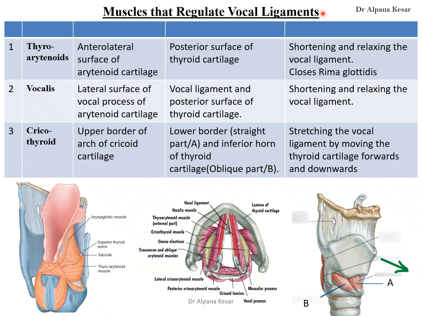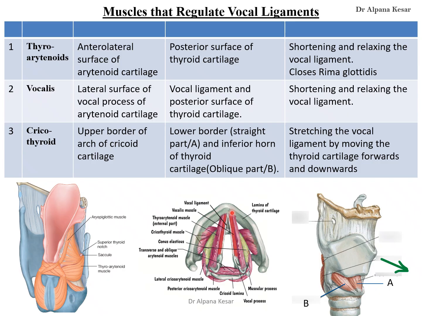Muscles that regulate the vocal ligaments. Vocal ligaments are also known as vocal cords. These are the vocal ligaments or the vocal cords. They are attached posteriorly to the vocal process of the arytenoid cartilage. Anteriorly, they are attached to the posterior surface of the thyroid cartilage close to the angle. The muscles that regulate the vocal ligaments either stretch them or relax them.